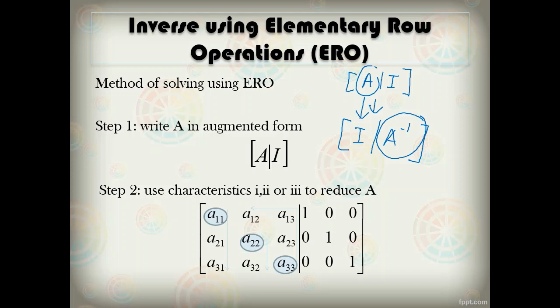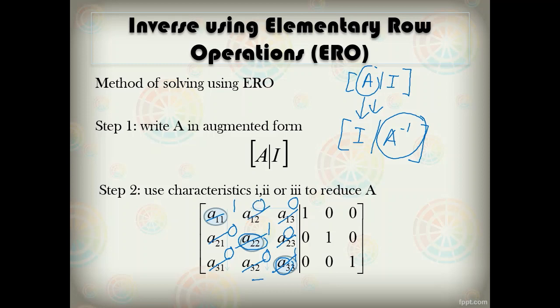following element to element. So the rule is you go down first, change A11 to become 1. Reduce this to become 1, then followed by the bottom element: reduce this to 0 and reduce this to 0. Then go to A22, reduce this to 1, go down, reduce this to 0. Then go to A33, reduce this to 1, go up, reduce this to 0, reduce this to 0, lastly reduce this to 0.